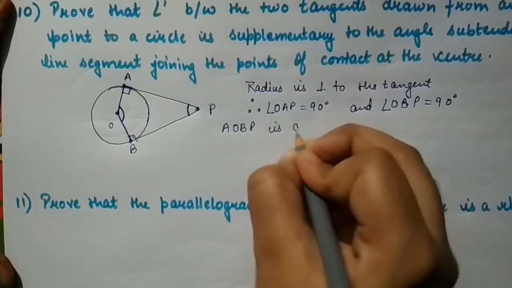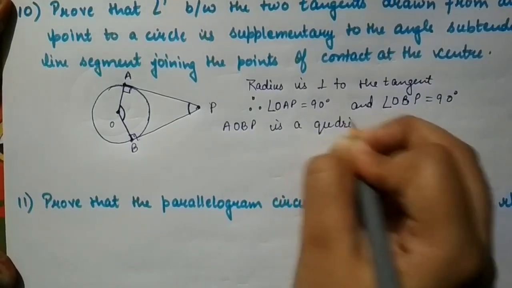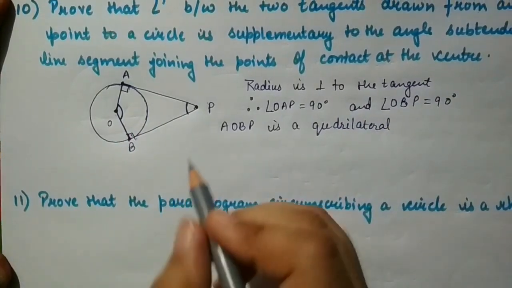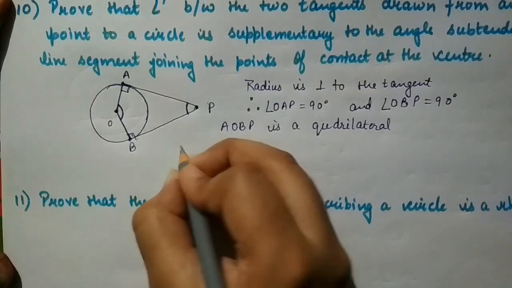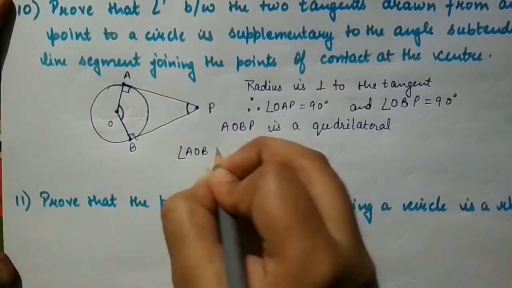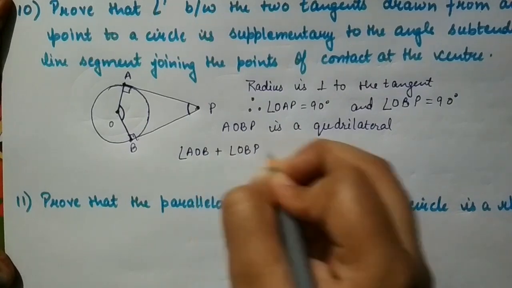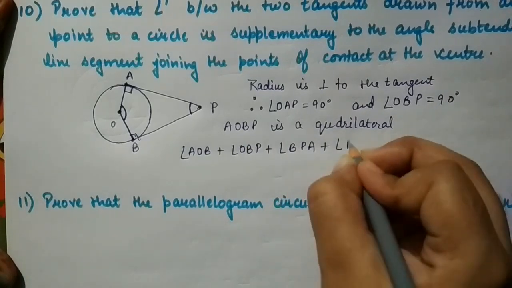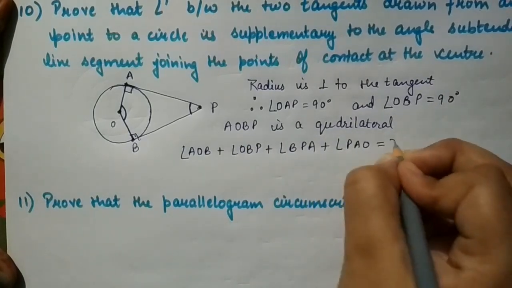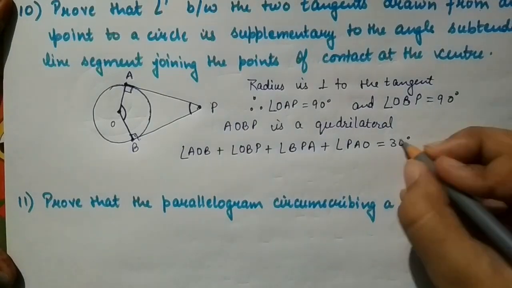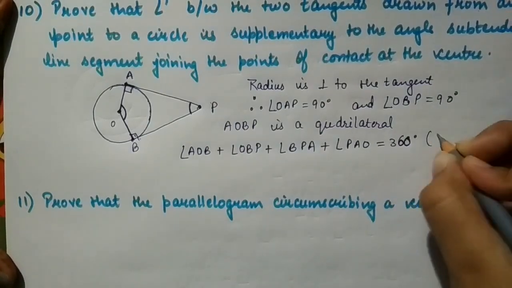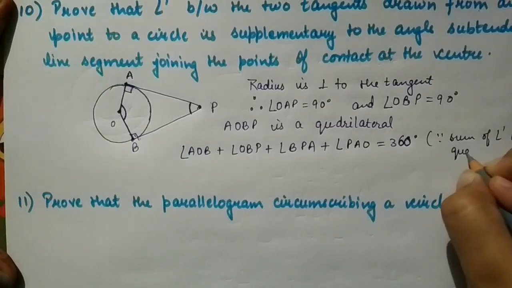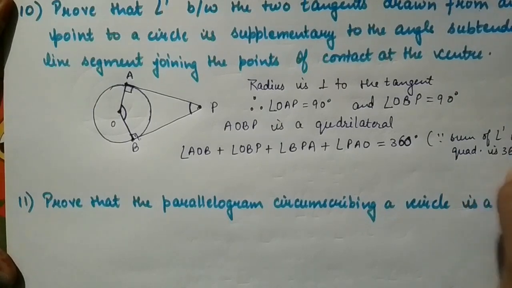AOBP is a quadrilateral. Therefore, you also know that the sum of all the angles of a quadrilateral is 360 degrees. So you will say angle AOB plus angle OBP plus angle BPA plus angle PAO is equal to 360 degrees, because the sum of angles of a quadrilateral is 360 degrees.